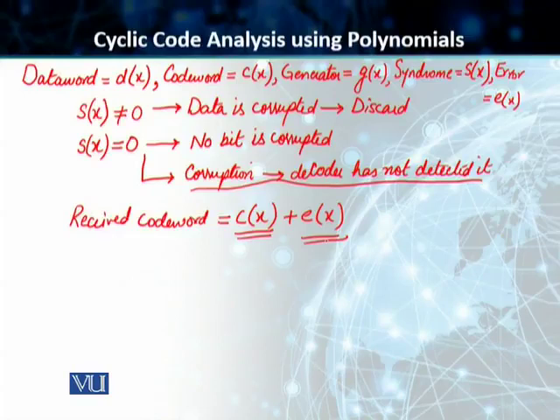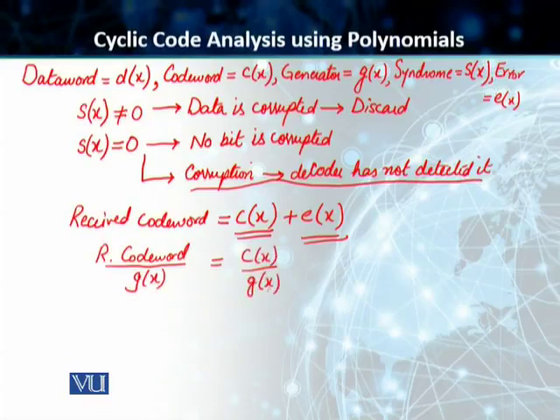Students, the receiver, using the checker, if you remember, divides the received code word by g(x). So we divide the received code word by the generator function. So that is going to be c(x) divided by g(x) plus e(x) divided by g(x). Students, this essentially is our syndrome.